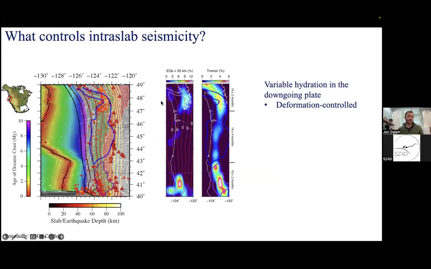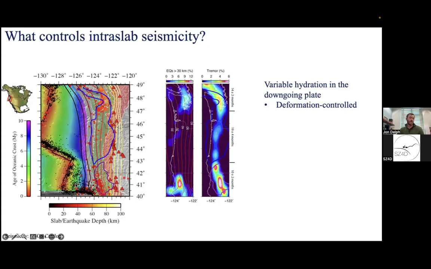So we can try to look at some proxies for deformation today and see if we can project those down dip to match the intraslab seismicity that we see. The first thing we can do is just plot earthquakes in the offshore region. We do see that the Gorda segment of the Juan de Fuca plate has a lot of intraplate seismicity.